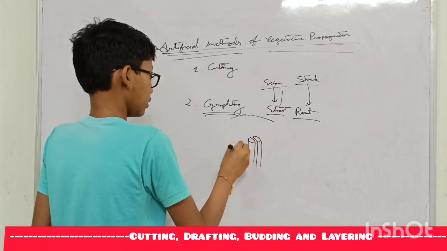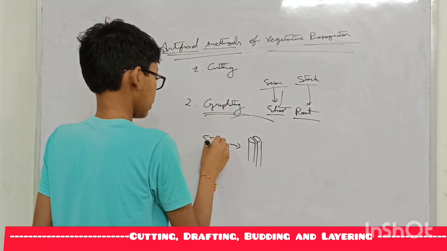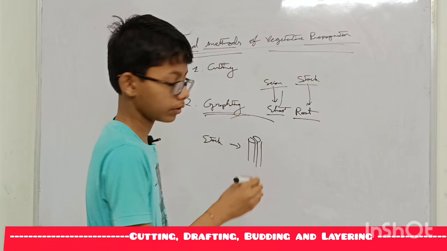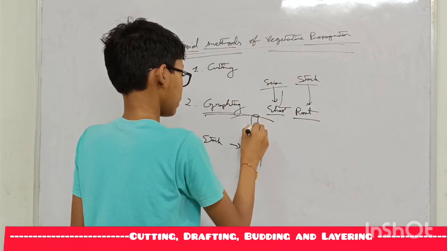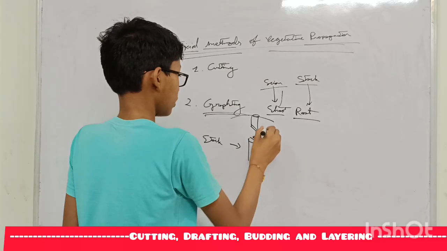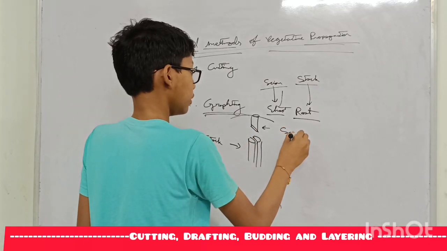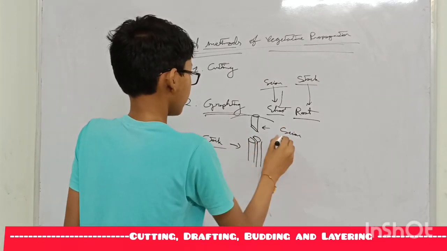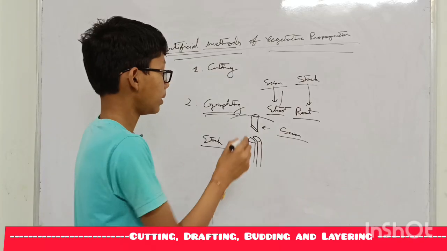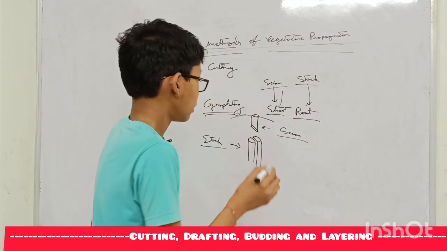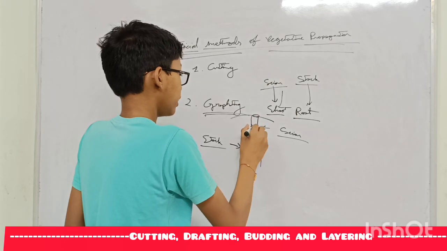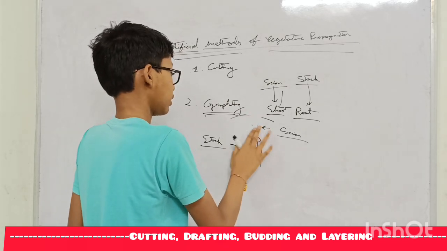Alright, so this is the stalk. Yes, the lower part is the stalk, and the upper one is the scion. So, stalk and scion. First of all, take these two parts and then join them together. Yes, for example, like this.